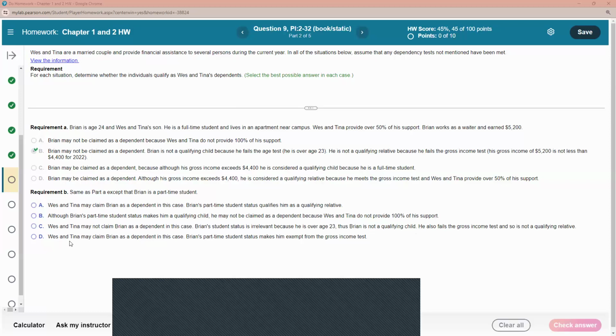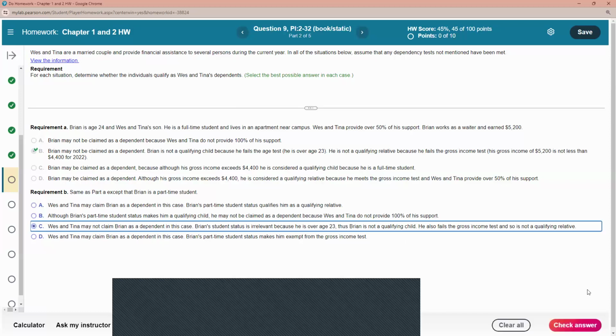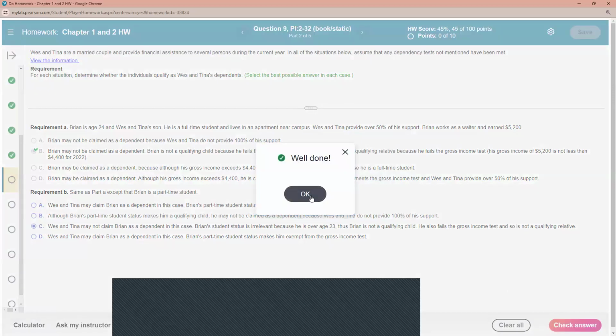And D, Wes and Tina may claim Brian as a dependent in this case. Brian's part-time status makes him exempt from the gross income test. This is incorrect. Again, the requirement is that the child is above the age of 19, under the age of 24, and in school full-time for at least 5 months of the year. So C is our correct answer.